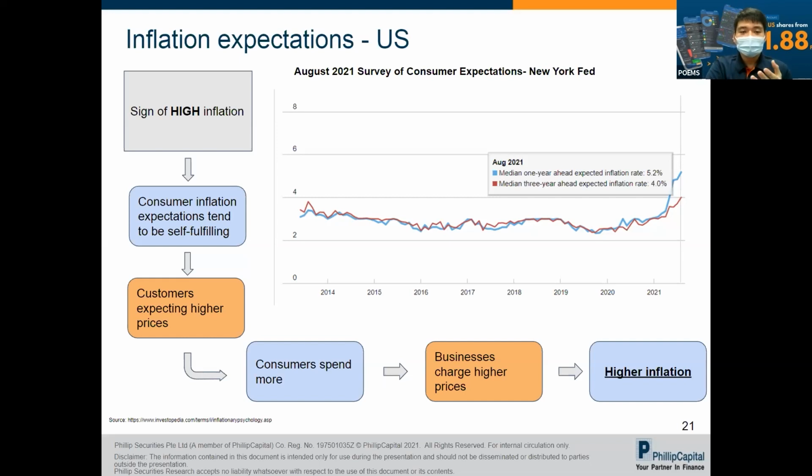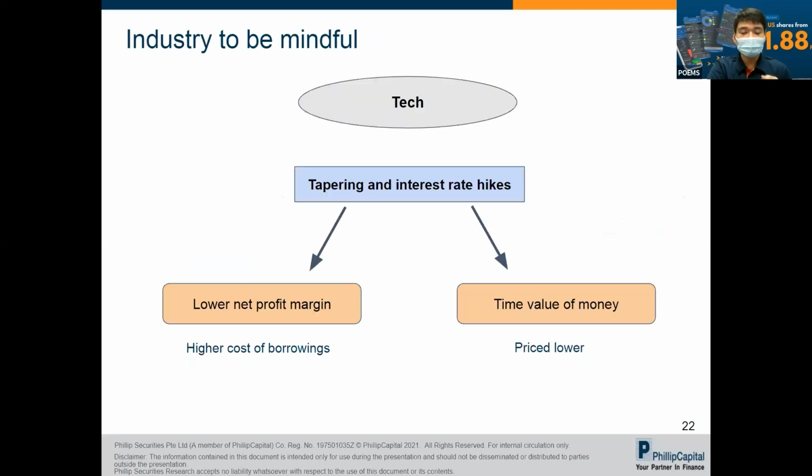And with higher inflation, not all industries will fare well. One industry that will be affected negatively is the tech industry, because with higher inflation, tapering, as most of you know, is coming, and there will eventually be interest rate hikes. Interest rate hikes will hurt their profit margin and also lower their share price.